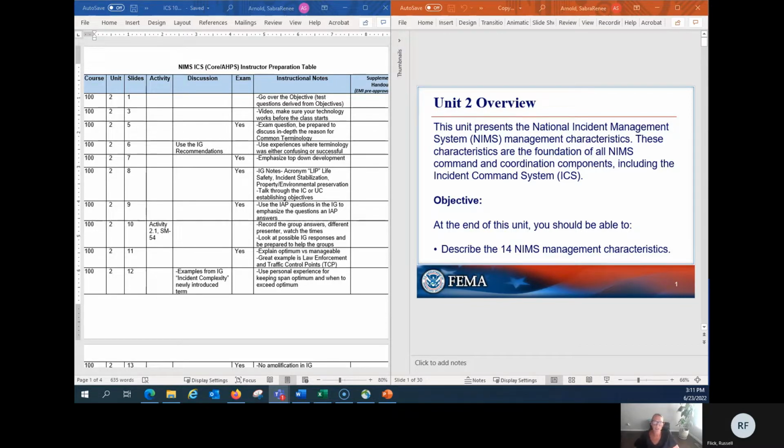Slide 1 is the unit overview, and the main thing to get across to our students is that all of the test questions for our courses and curriculums come from those objectives that they see.